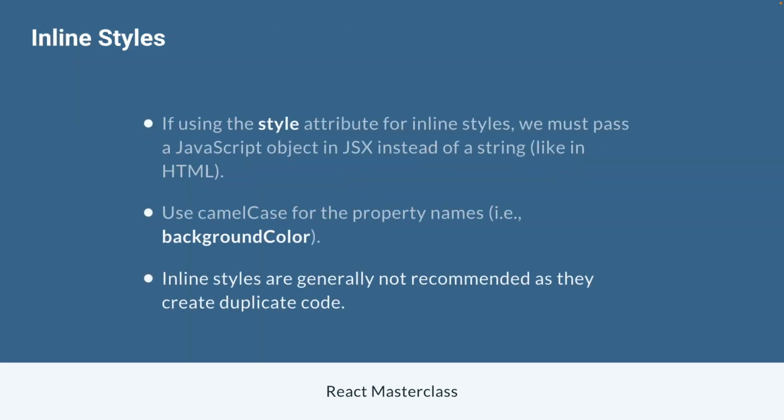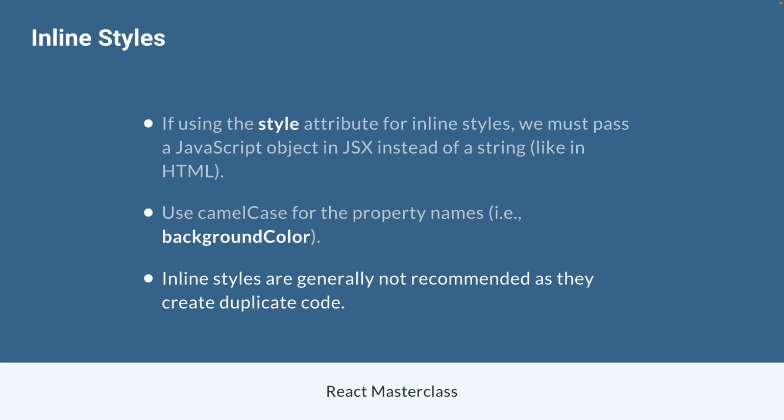So we began with inline styles, which are generally not recommended, but they do exist. And I wanted to cover the differences between the style attribute in regular HTML versus in JSX. In regular HTML, we pass a string with the CSS properties that we want to apply to that element. But when we use the style attribute in JSX, we have to pass a JavaScript object instead, where the properties are the CSS properties and the values are the actual values for that CSS attribute.